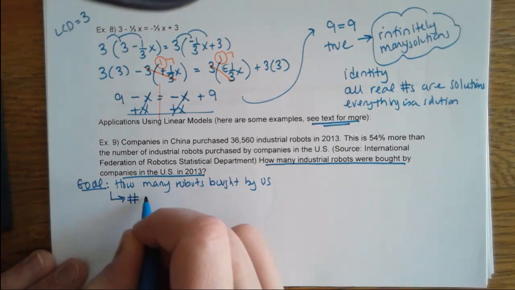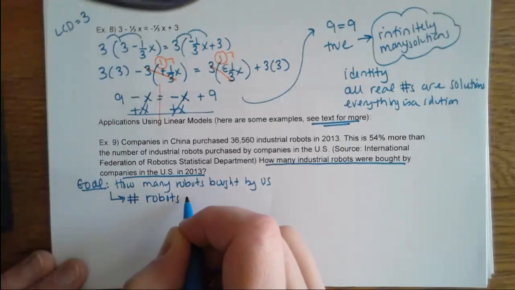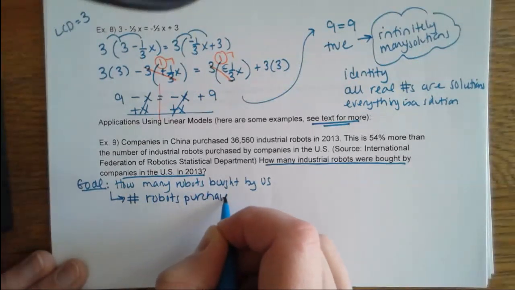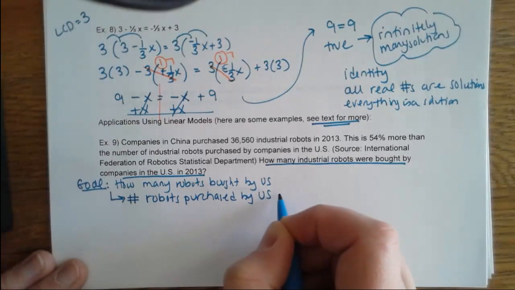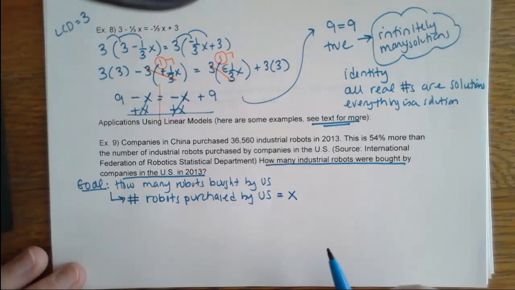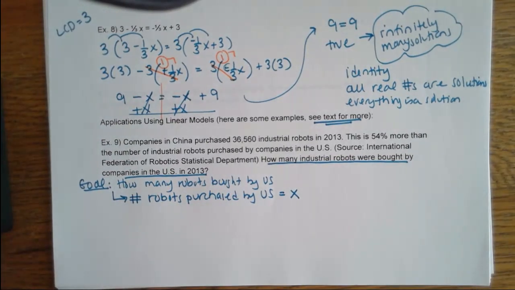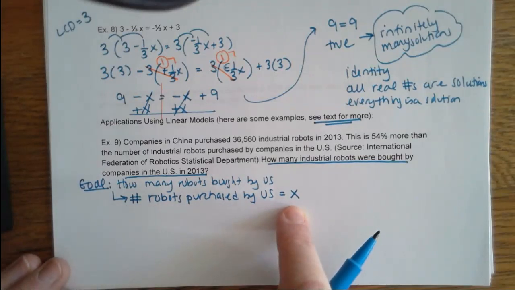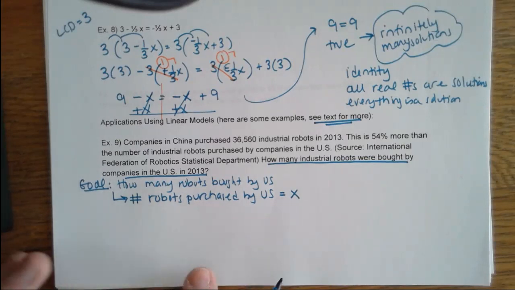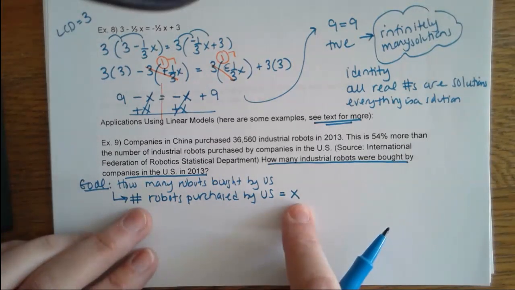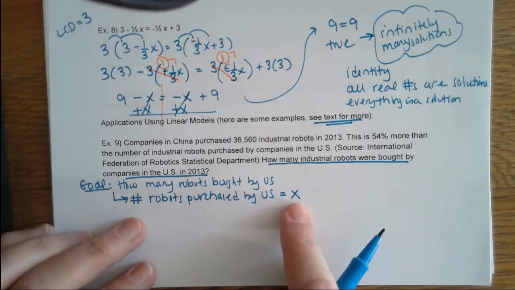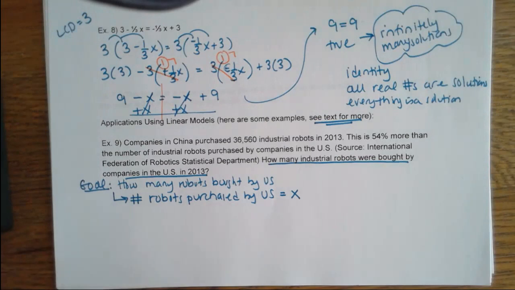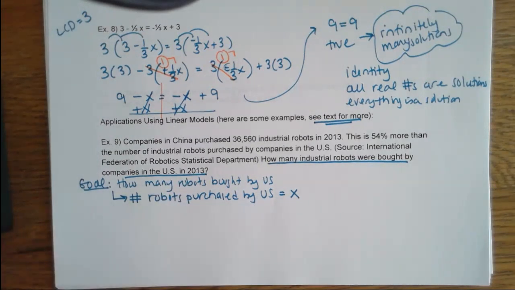The number of robots purchased by the US is going to be X. Now, if you want to call it R for robots, go ahead. It doesn't matter which variable you use. I like to write this out to help clarify what we're letting X be. It is helpful as you go through the problem to stay organized, but also when you go back and you're trying to study for a quiz or remember what you did, you have those little key features that remind you, oh yeah, that's what X meant here. So again, I recommend writing these things out.